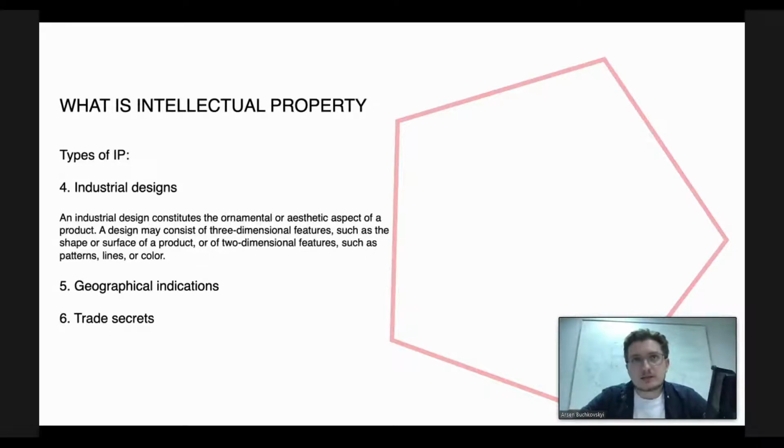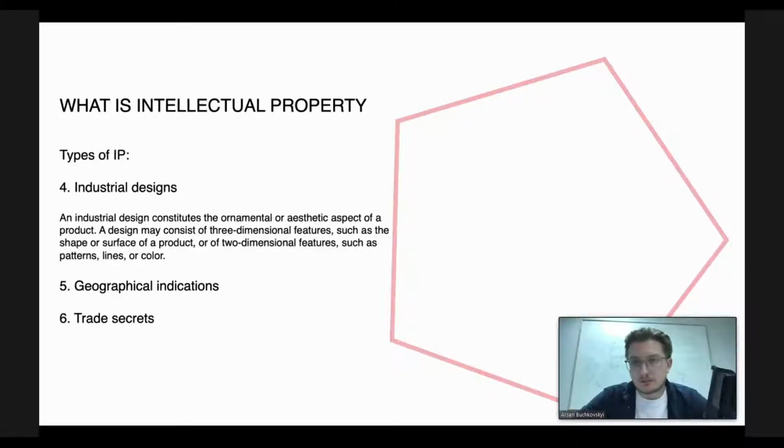Industrial design protects the features of some object, physical or not physical. Industrial designs, like patents, you should register in a separate institution in each country, and it could be about three-dimensional or two-dimensional features, for example, some aesthetic aspect of any products, from furniture to, I don't know, electronic devices. Their designs could be protected by industrial design.